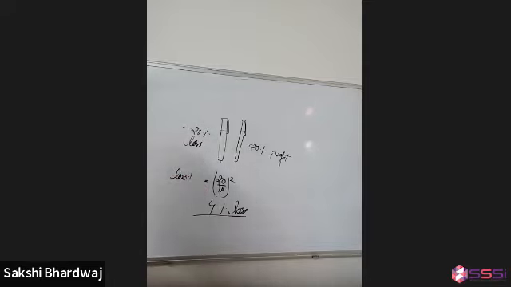If a seller sells his good at cost price but uses false weight, then learn the formula. Gain percent equal to error upon true value minus error multiplied with 100.